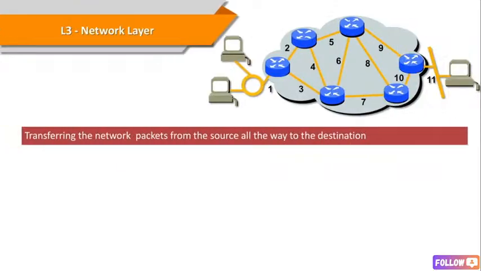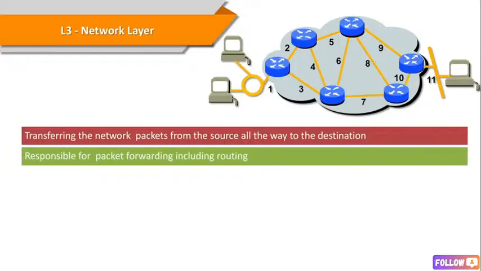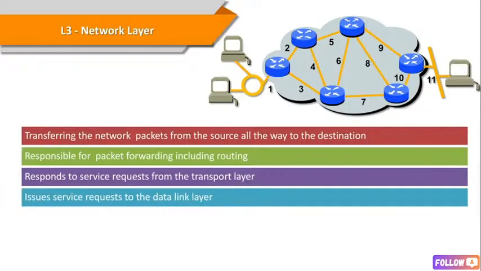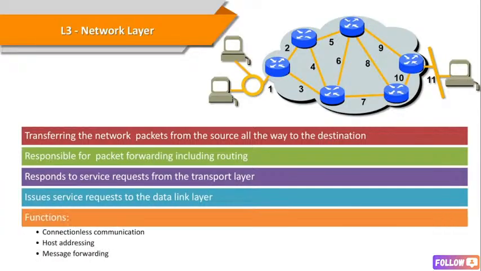The network layer provides the means of transferring variable-length network packets from a source to a destination host via one or more networks. In other words, the network layer is responsible for packet forwarding, including routing, through intermediate routers. Within the service layering semantics of the OSI network architecture, the network layer responds to the service requests from the transport layer and issues service requests to the data link layer. So here are the functions of the network layer.